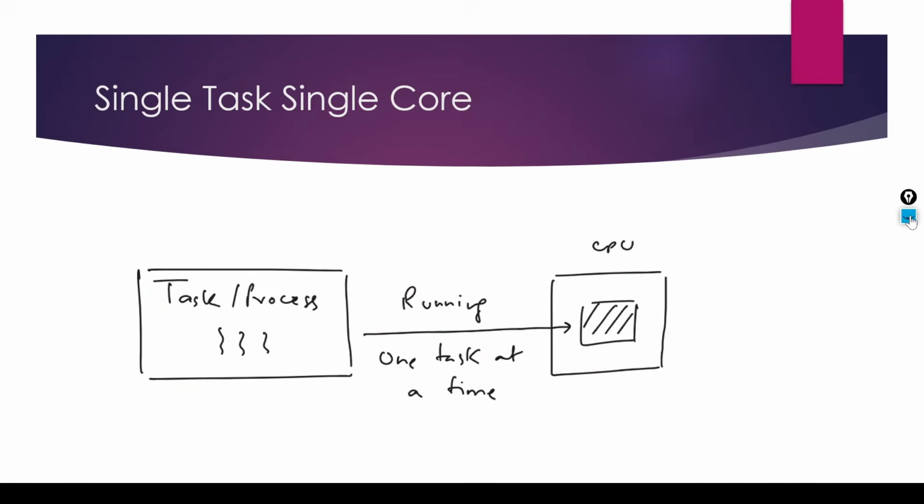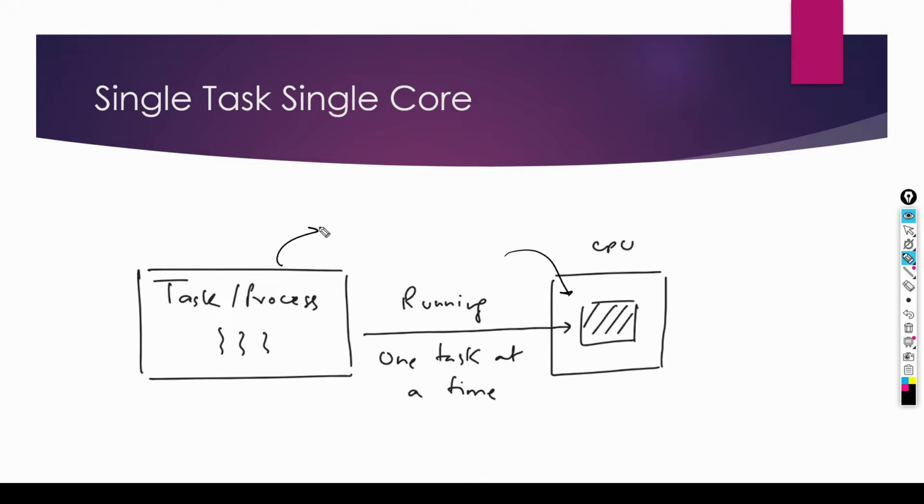Before we cover threads and multithreading, let's start with a very simple, very basic scenario where we have a single core CPU and there is a single task. Here task represents a process, it could be an application. So we have a single core CPU and we have a single task. Because the CPU has a single core, at a time it can run only a single task. So as you can see, this CPU has a single core. That means it will only execute one task at a time.